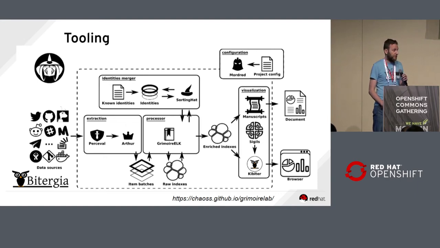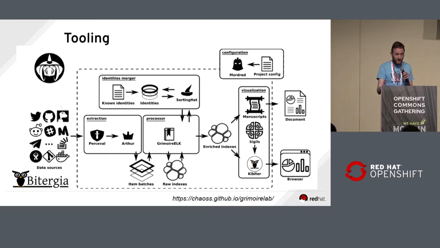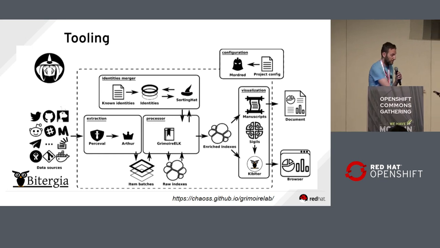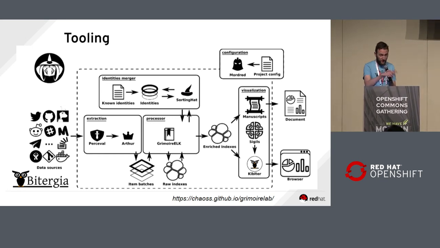It's part of the Chaos project. You can look for this. So this is in Grumar Lab. You have the URL there. This is kind of the architecture. So you have the usual retrieval part at the very beginning on the left of the slide, where you have the usual data sources. So you can go for GitLab or GitHub or Atlassian stack. You retrieve everything. You store everything.